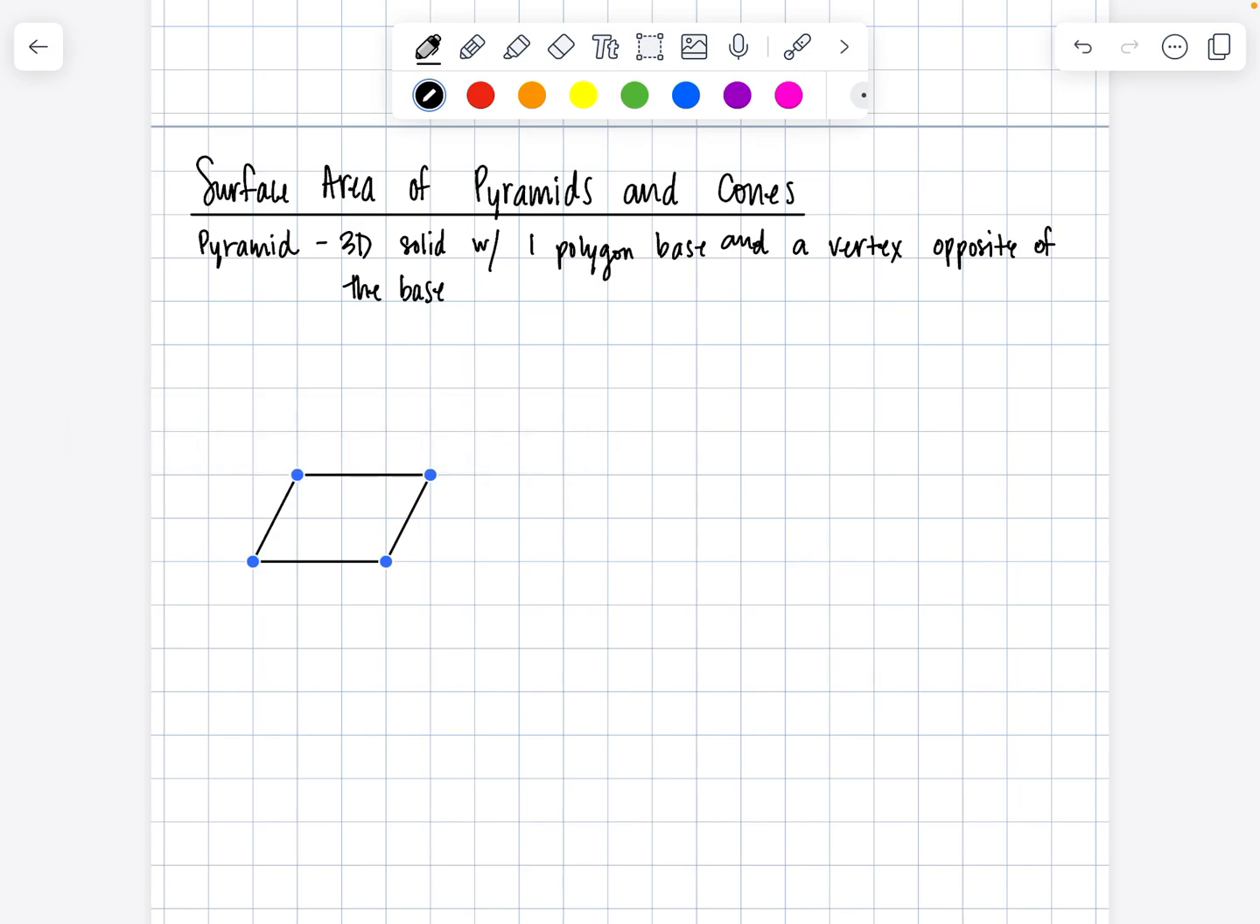Let's move this down a little bit. Okay, so here's our base. This is the base of our pyramid, so this is a rectangular pyramid. We're going to have a lot of components to this, so bear with me. I'm going to draw a vertex at the top, so this is our vertex. Then we're going to connect all of the base points to that particular vertex. Okay, so here we have our pyramid.